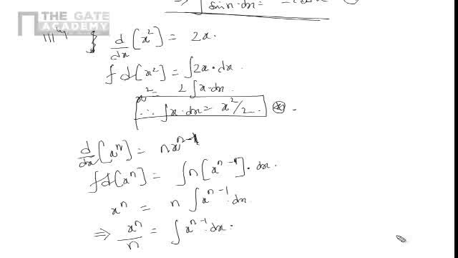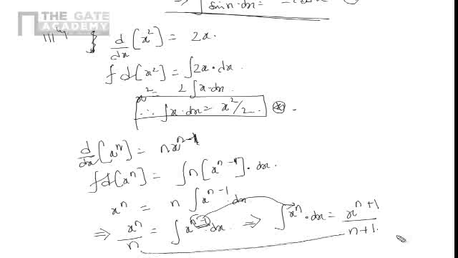Correct? Or in other words, I can say integral of x power n dx is equal to x power n plus 1 by n plus 1. Either way I can say. Here I am just replacing this n minus 1 by n. If n minus 1 becomes n, this n becomes n plus 1 here. Both are the same. I added 1 here, so I correspondingly modified these terms also.